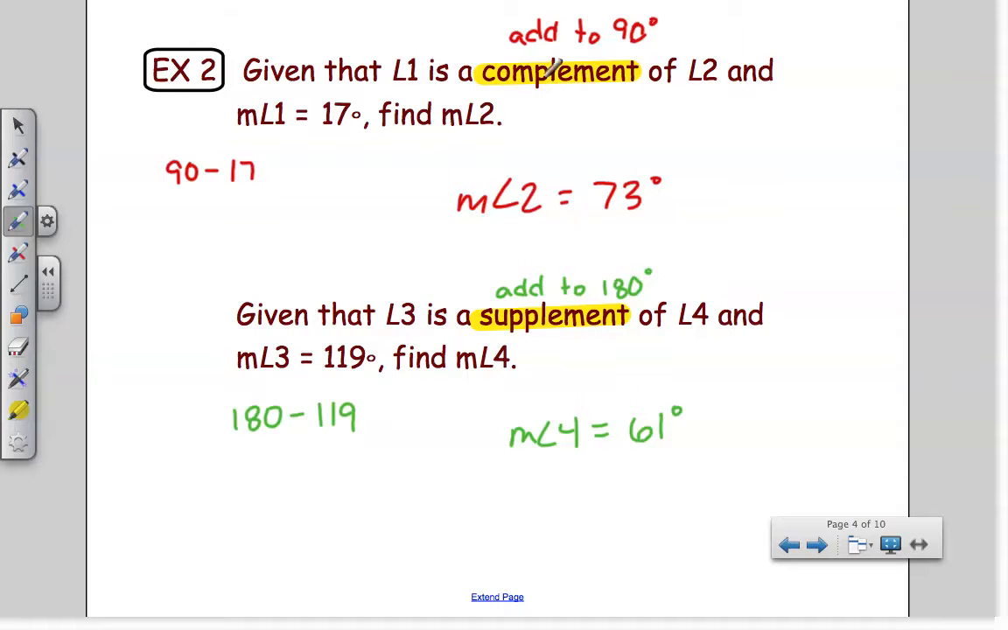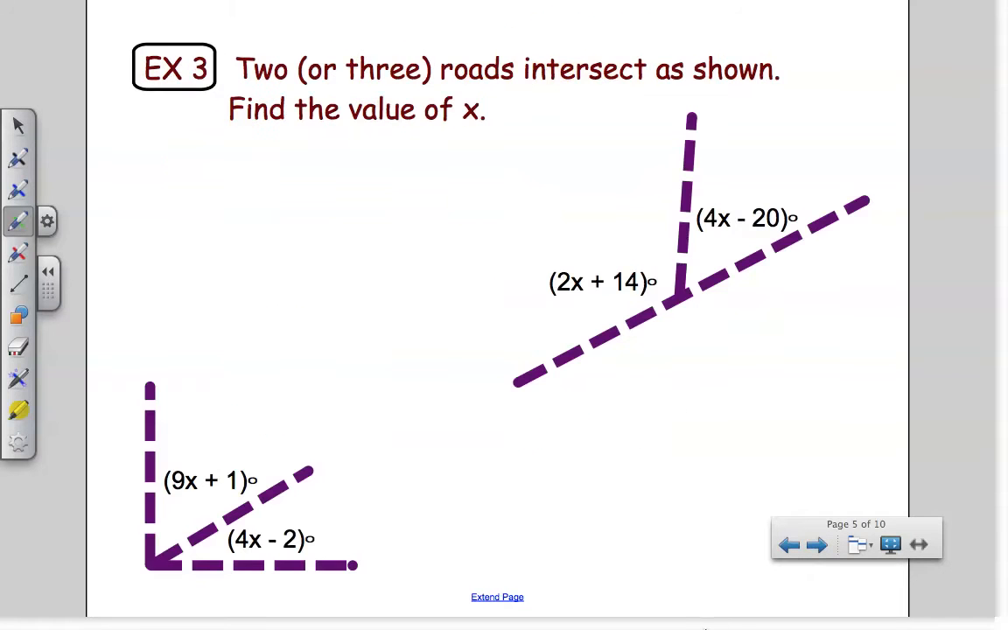So just looking at the terminology, when you say angles are complements of each other, they add to 90, or supplements of each other, they add to 180. Using complementary and supplementary again in examples.